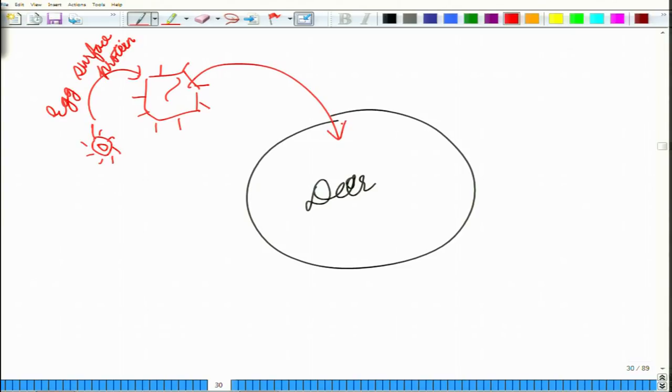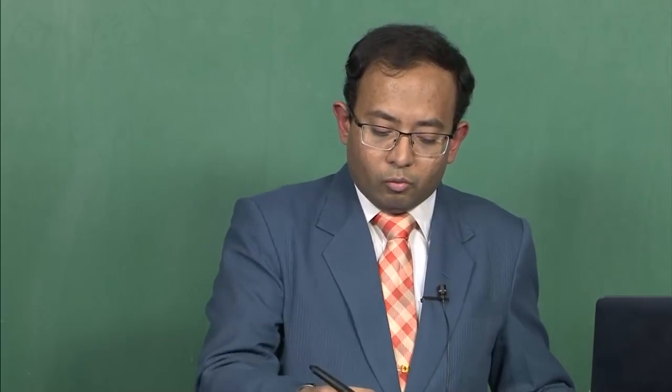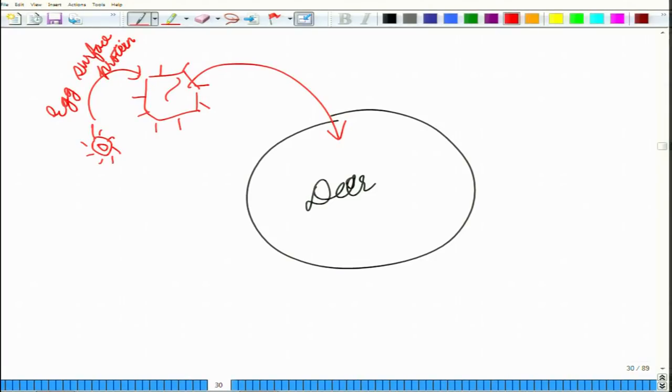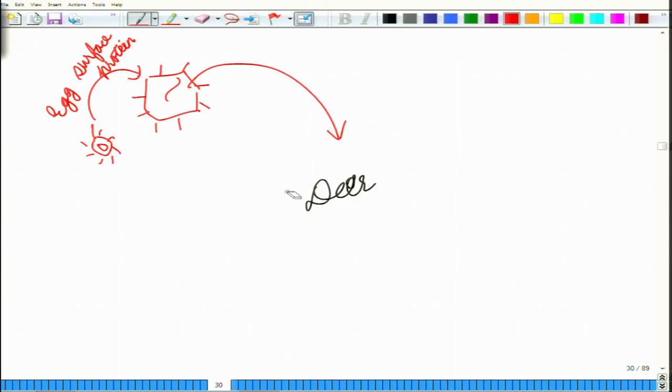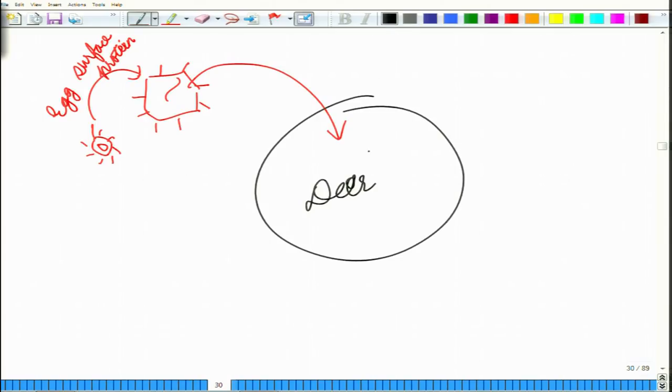Now you infect your deer population with this virus. So what will happen? Every individual in the deer population will start giving off an immune response against the surface of the virus. This surface of the virus now has the egg surface protein. So you will have a number of antibodies made in this deer which are against this particular protein that is being shown on the surface.